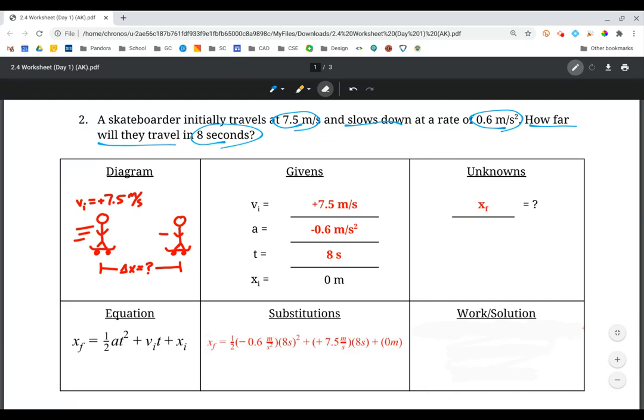And so if we substitute all values into the equation, we can then solve and get a value of 40.8 meters. And so this doesn't say that the skateboarder was going to the right. So really we just know that the distance that they traveled was 40.8 meters while they slowed down for 8 seconds.